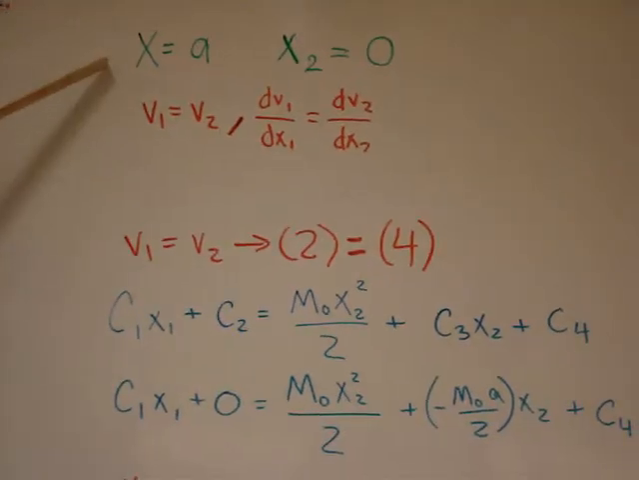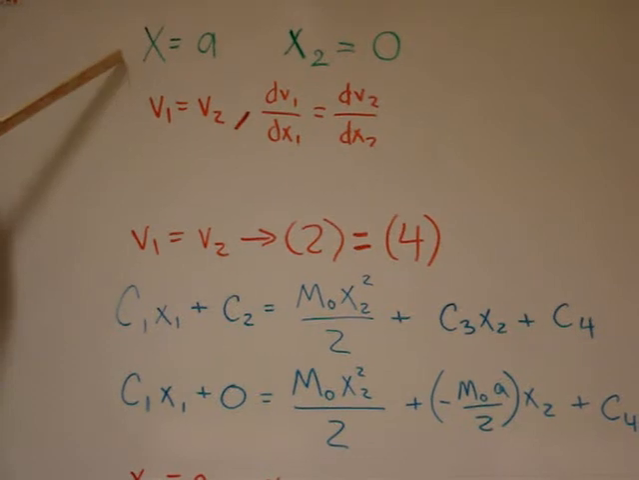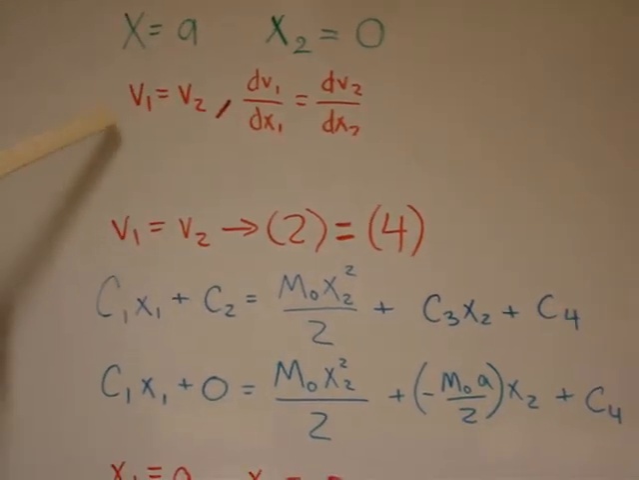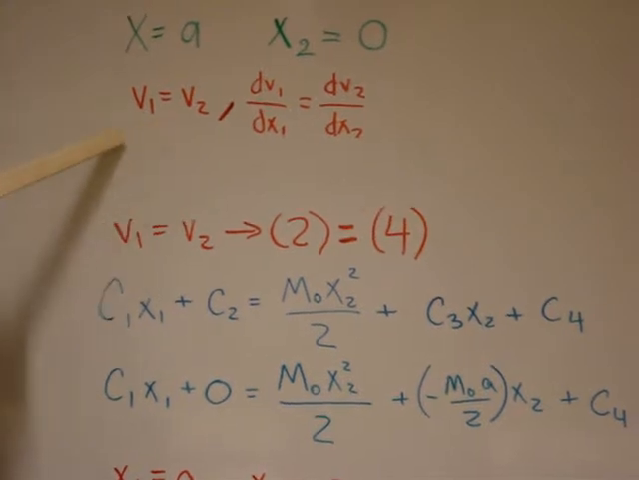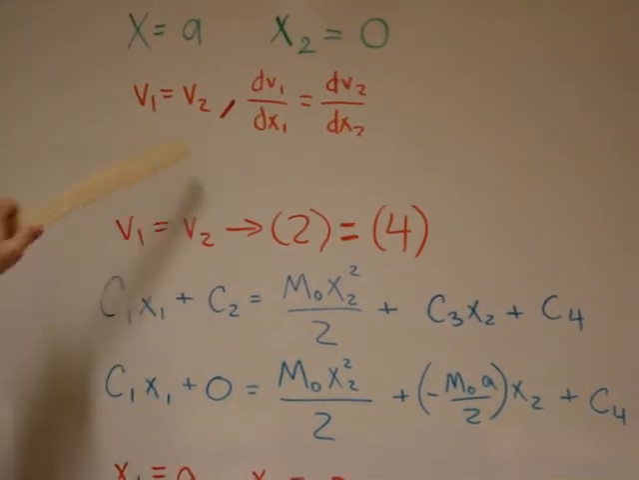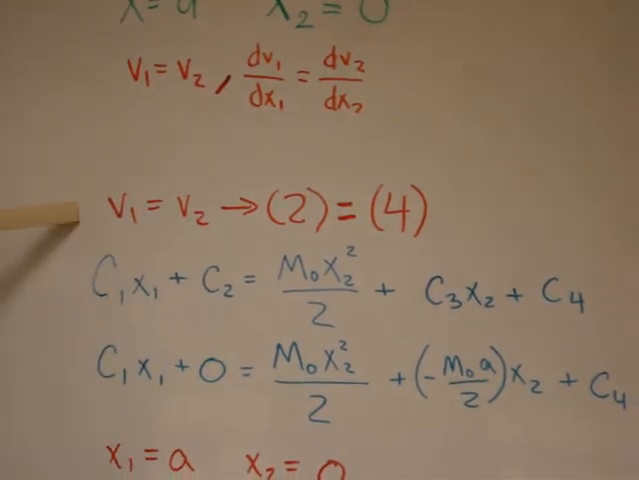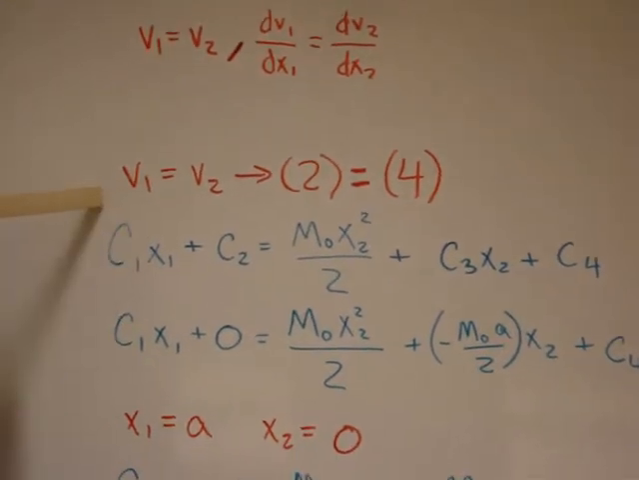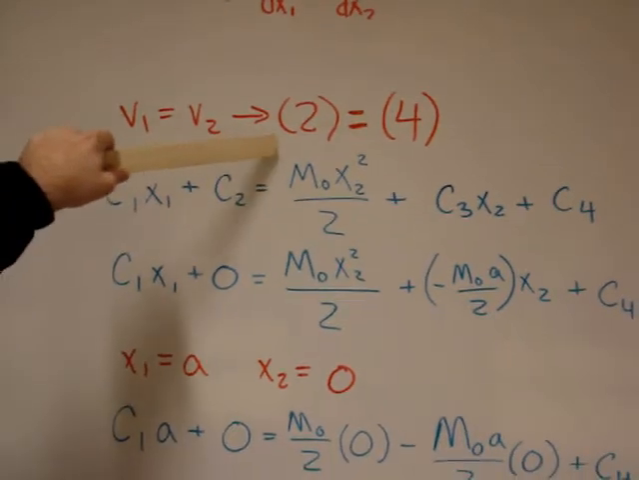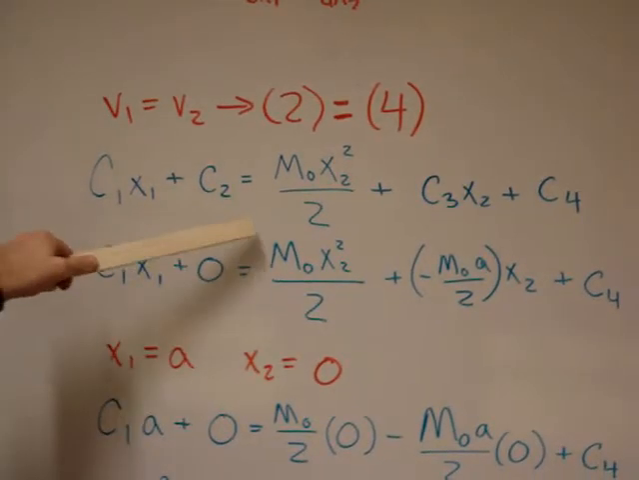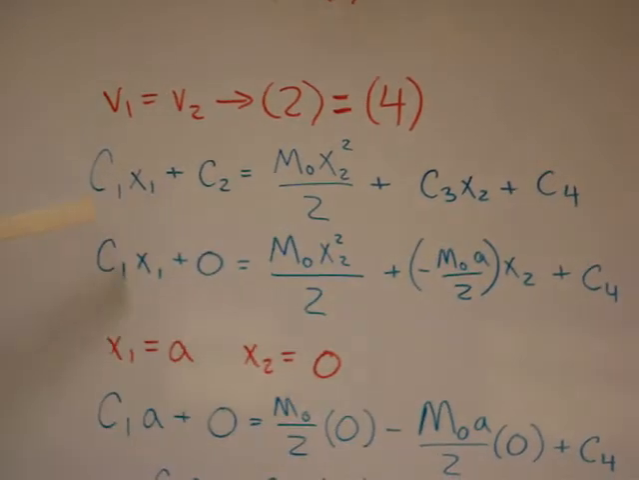Alright, when x1 is equal to a and x2 is equal to 0, we know that the deflections v1 and v2 are going to be the same because they're connected, and the slopes are the same at that point because they're connected. Knowing that the deflections are the same, we're going to use equations 2 and 4 and set them equal to each other. So we have equation 2 here, and equation 4 here.